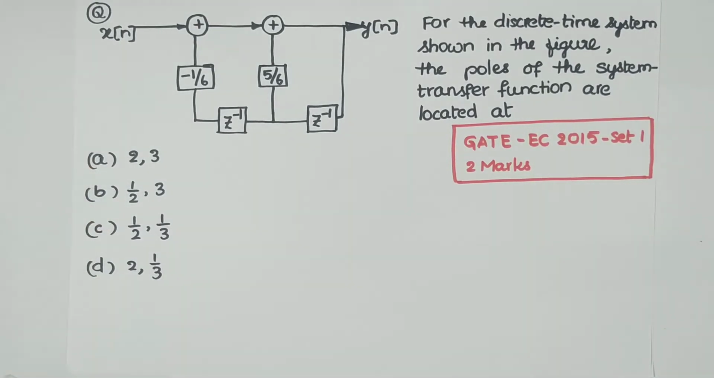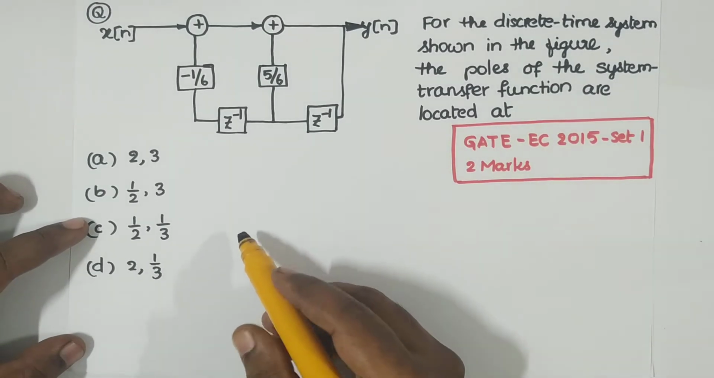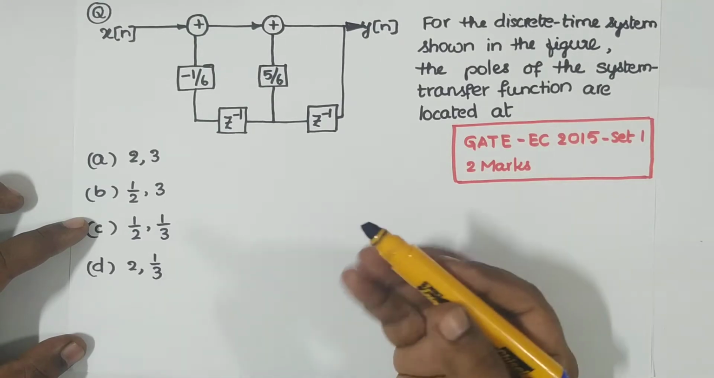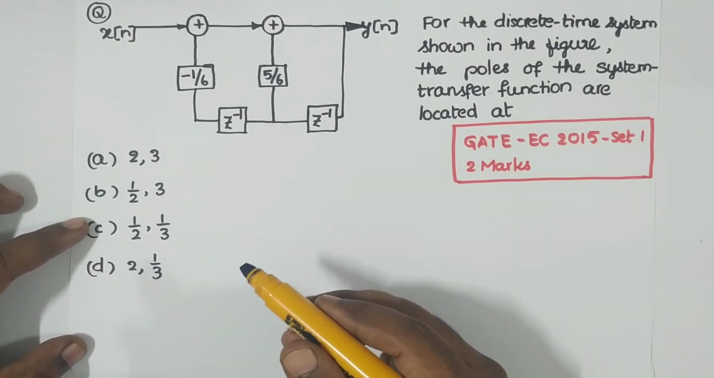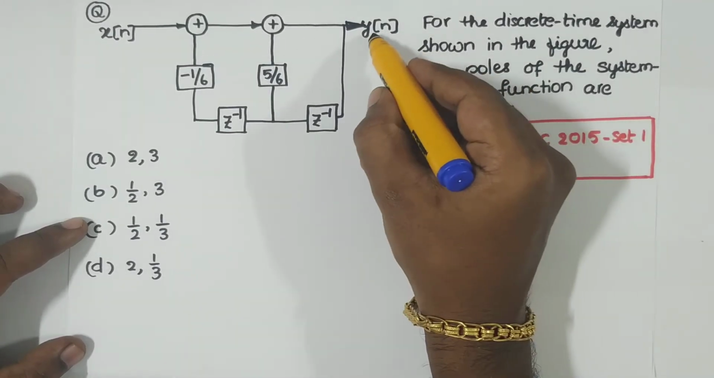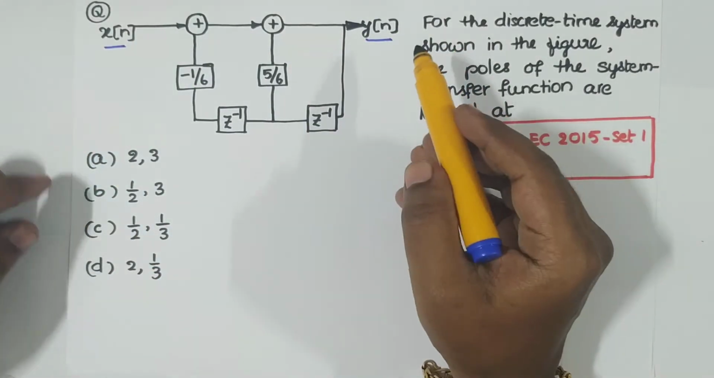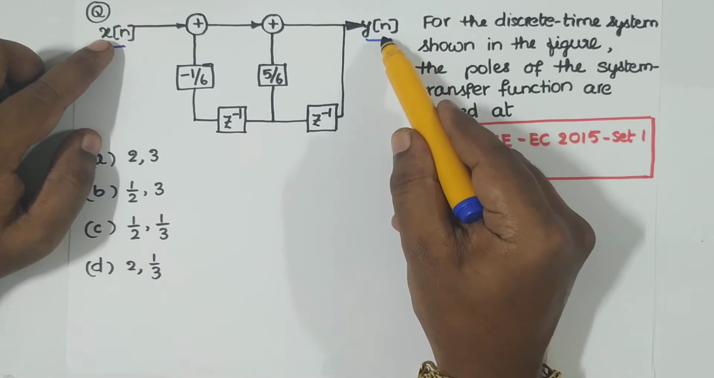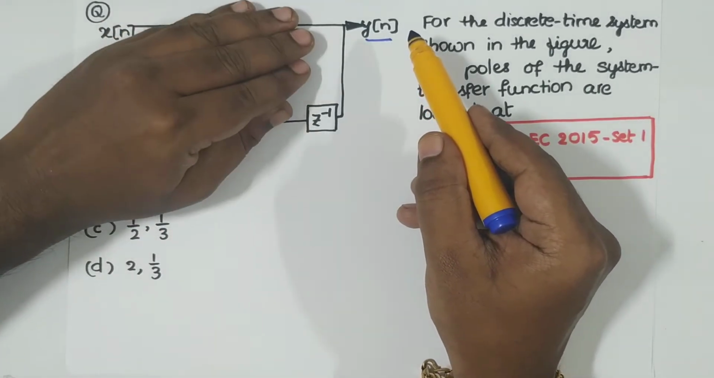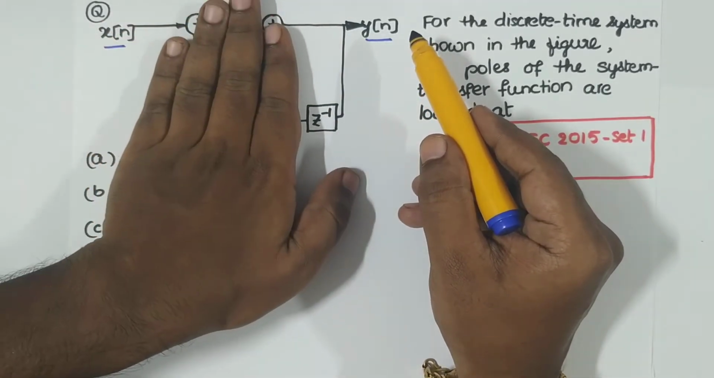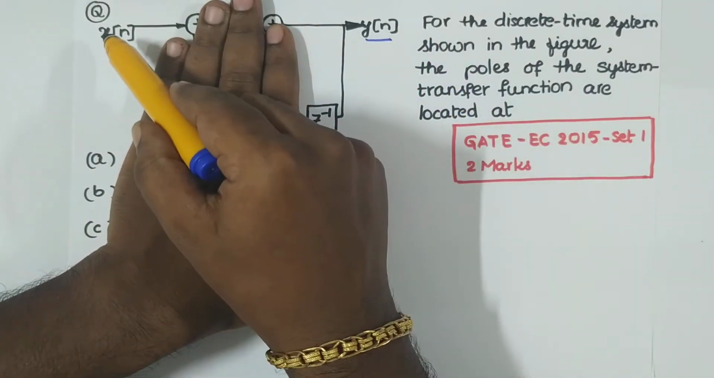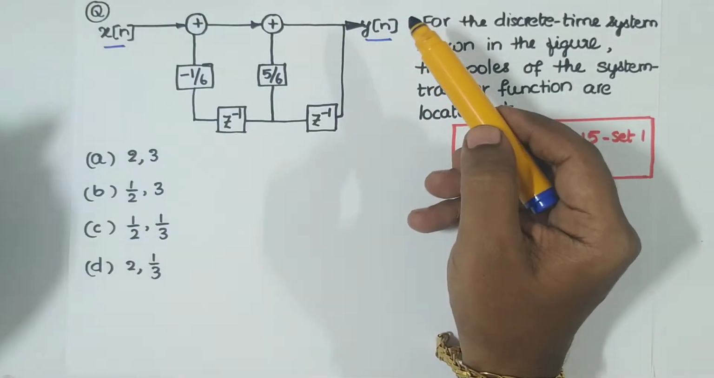So in that scenario, you have a simple question based on finding out the poles of the system transfer function. We can construct y of n as output and x of n as input. They establish a link between input and output, and this is our system. So I have input here and output as well.